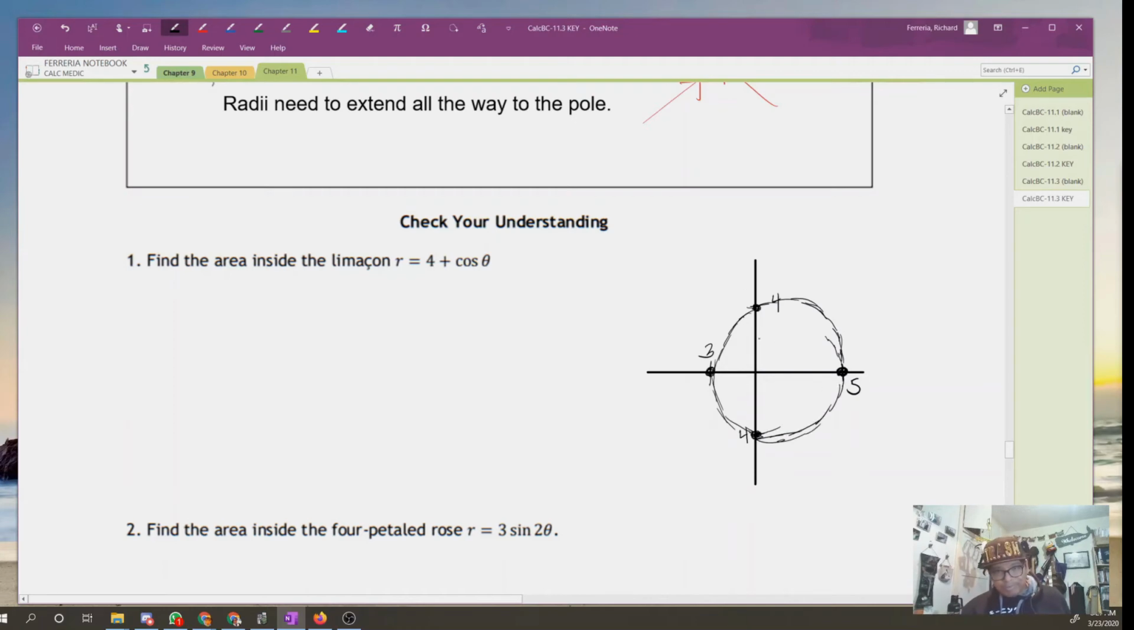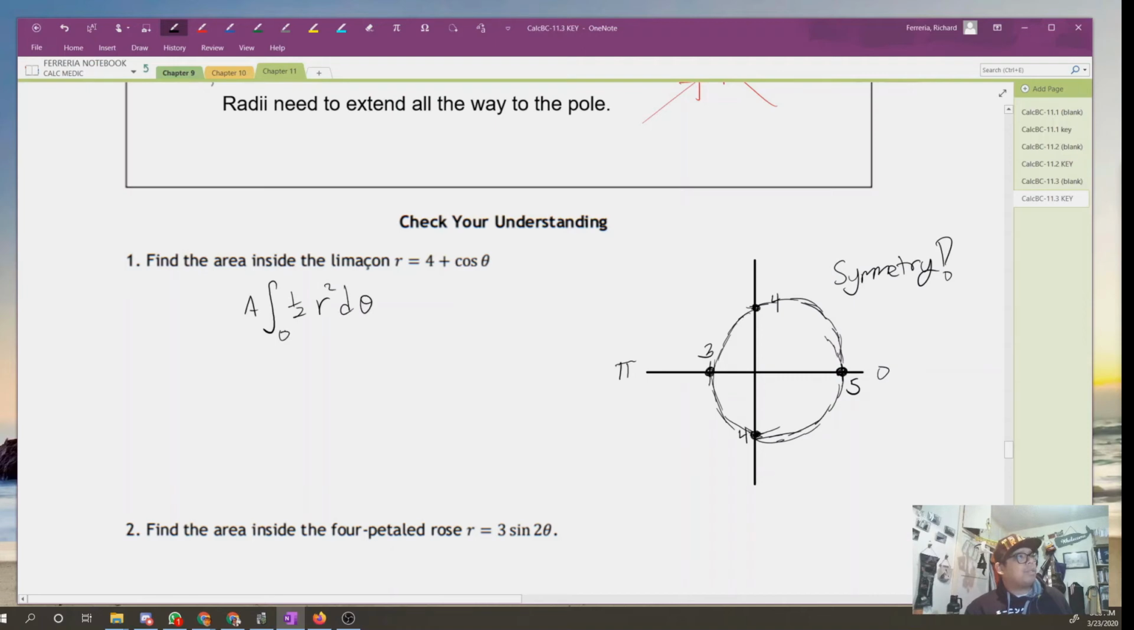So here we go. First thing to notice is that from 0 to pi radians, that is symmetric to pi to 0. So we're going to make use of that symmetry. Always got to make use of that. All we need to do is use our formula. Area equals 1/2 r squared d theta from 0 to 2 pi.